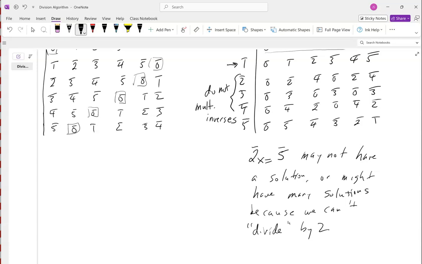Agree? Okay. However, if you wanted to solve, say, 3x equals 0, how many solutions does that equation have? Just look at your row again. Yeah, it's 3 solutions. What can I multiply 3 by and give me 0? I can multiply it by 0, I can multiply it by 2, and I can multiply it by 4, right? So this has 3 solutions in this structure. It may have more or fewer, depending on the structure.